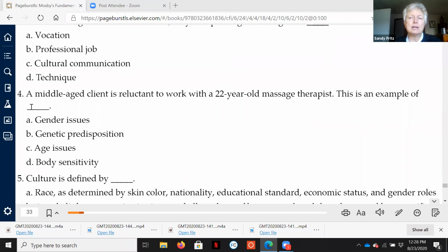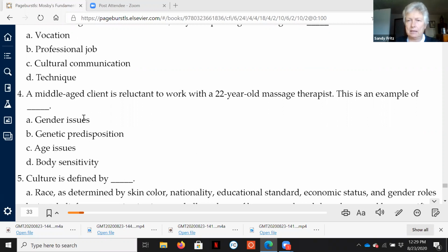This question here is a mini story problem, a little bit. It's giving you an example of something. A middle-aged client is reluctant to work with a 22-year-old massage therapist. This is an example of... So you're going to have to know what gender issues are, genetic predisposition is, age issues, and body sensitivity. You're going to have to know the definition of these. So this is talking about age. So the correct answer would be C.